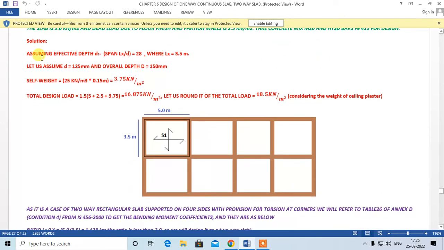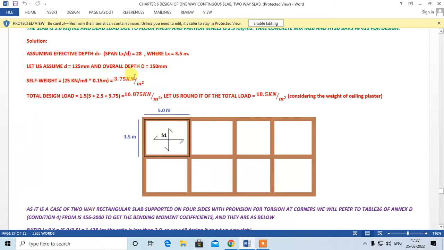Okay, so assuming the span by effective depth, Lx by d, is 28. This is for a continuous two-way slab, right? Where Lx is 3.5. This is Lx, this is Ly. I am going to assume my effective depth d is 125, and I am going to use 10 dia bar as my main steel. So half the dia of bar plus clear cover 20, when I add to this, it becomes 150. So overall depth is 150.